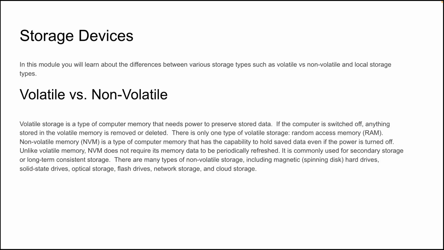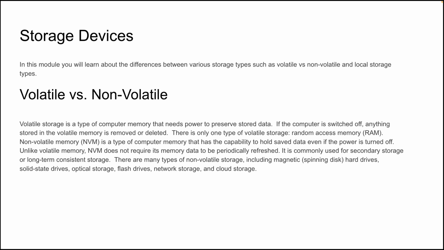So we're moving along. We've covered cooling and expansion cards. Right now we're going to hop into storage devices. In this module, you learn about the difference between various storage devices, volatile and non-volatile. Volatile storage is a type of memory that needs power to preserve stored data. So what that means is when you turn the device off, that data essentially is erased. So RAM is a form of volatile storage. RAM, random access memory, randomly accesses memory. It's basically your computer's short-term memory, and we'll get into that a little bit later. But RAM is an example of volatile storage.